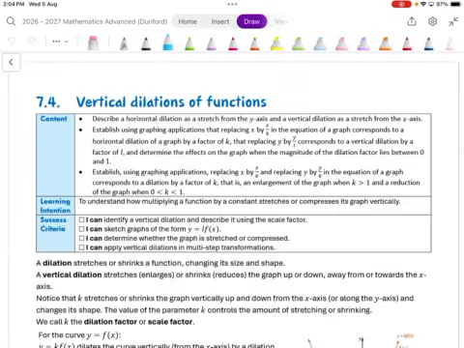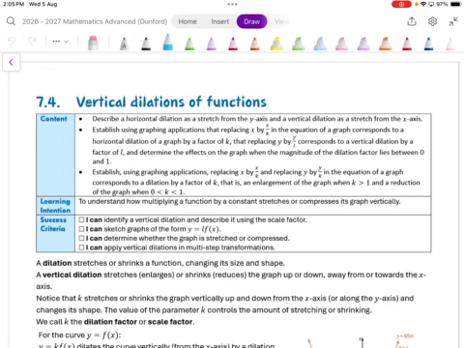Alrighty, today what we're looking at is vertical dilations of functions. What we have looked at so far is translations, vertical and horizontal, and we've also looked at reflections in the axes. Today we're looking at dilations, and vertical to be exact. Tomorrow we'll look at horizontal dilations, and then on Friday we'll put it all together and look at combined.